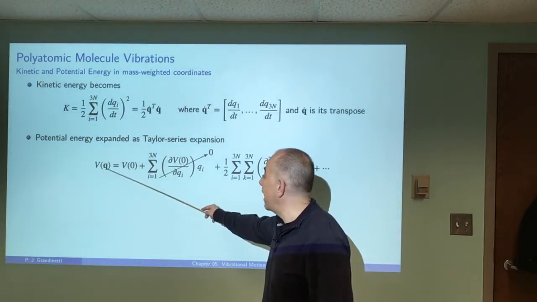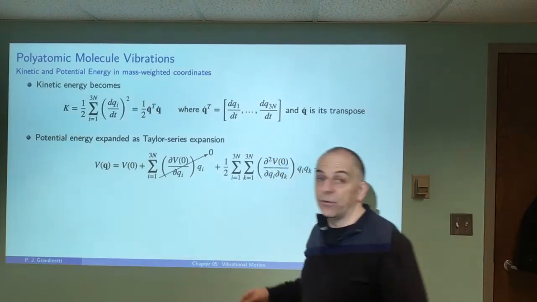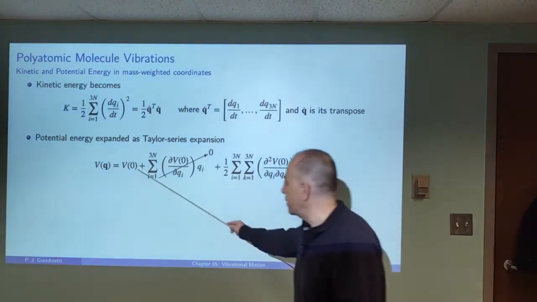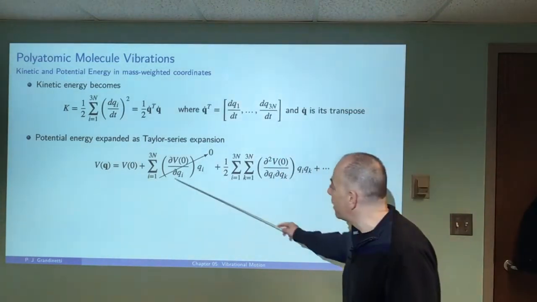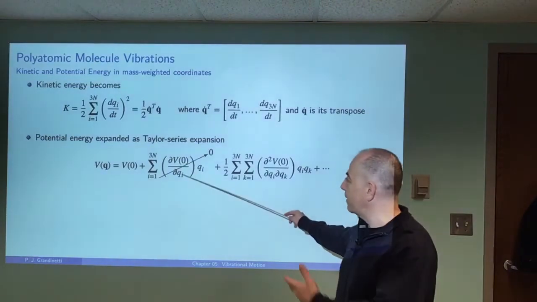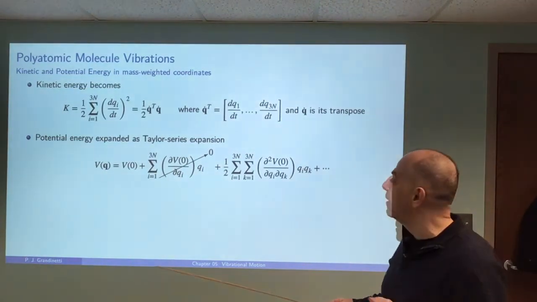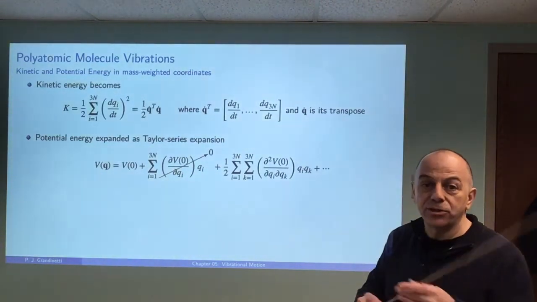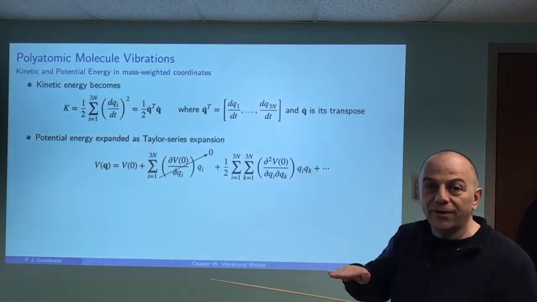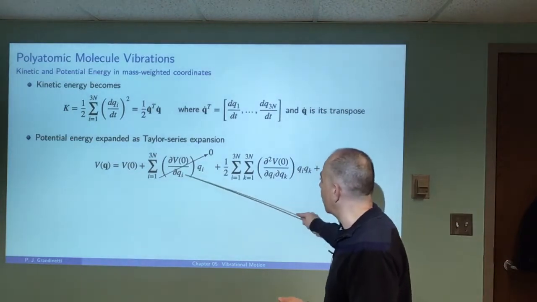So V as a function of Q is going to be equal to V at the equilibrium positions, plus the next term, which is the rate of change of V as they deviate away from those equilibrium positions. But remember, since those are equilibrium, the potential energy function goes to a minimum there. So the derivative there is 0, so this term will go away.